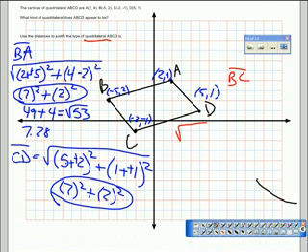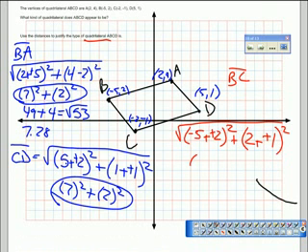Give me a headache. All right, let's figure out BC. So B is at (-5, 2) and C is at (-2, -1). So I'm going to have -5 minus a -2, this x minus that one, quantity squared, plus this y, 2 minus a -1, quantity squared. -5 plus 2 is -3 squared plus 3 squared. That's 9 plus 9, which is 18.